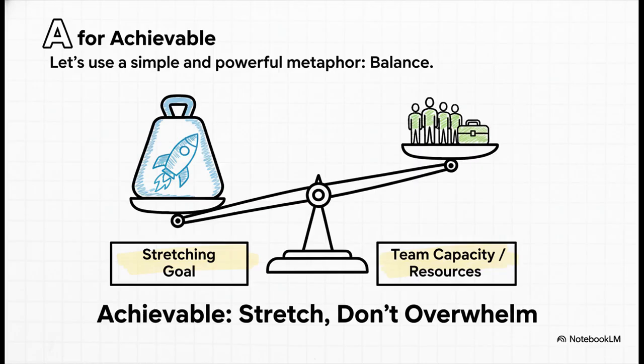Then we have A for achievable. This is the all-important reality check. A goal needs to stretch you, for sure, but it can't be impossible. Jane looks at her small team and thinks, you know what, 4 social platforms is just asking for burnout. So she smartly scales it back to 3. It's about finding that sweet spot between ambitious and doable. You want to stretch, not snap.